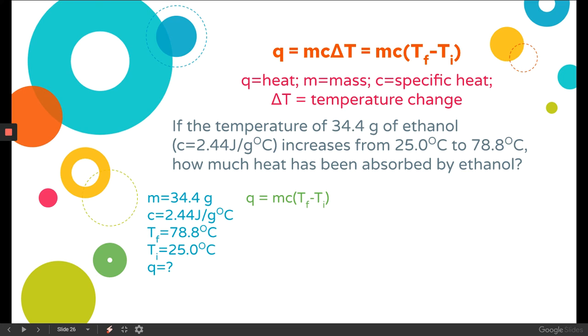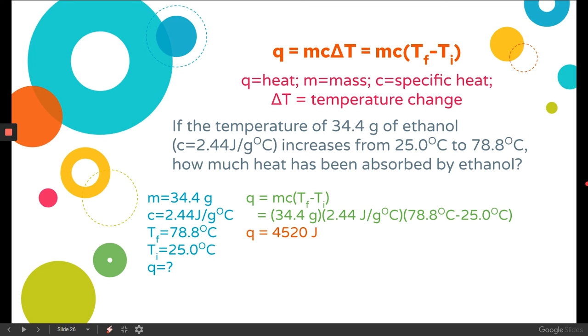Now we're to the point where we plug in our numbers. We've done steps 1 and 2 of our solving strategy. So we plug in our numbers. Q is already by itself, so it's as simple as typing this into our calculator. Make sure if you're using a scientific calculator that you are using parentheses appropriately. Otherwise, your calculator is going to take these numbers, multiply them by each other, and subtract 25, which is wrong. You have to make sure you do that subtraction before the multiplication.